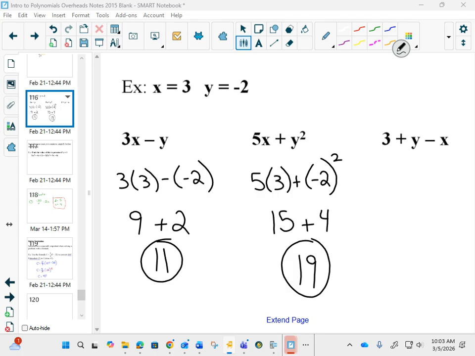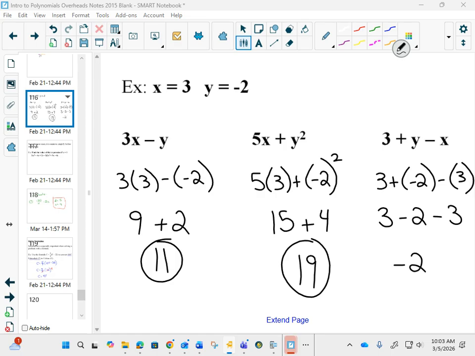And the last one. We have 3 plus, put it in brackets, -2, minus, put it in brackets, 3. This part here, if you're adding a negative, that is the same as subtracting. 3 minus 2 minus 3. Mental math: -2.